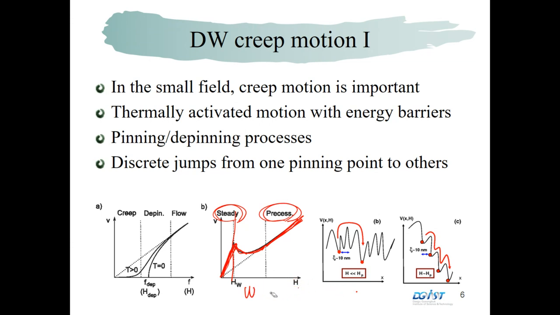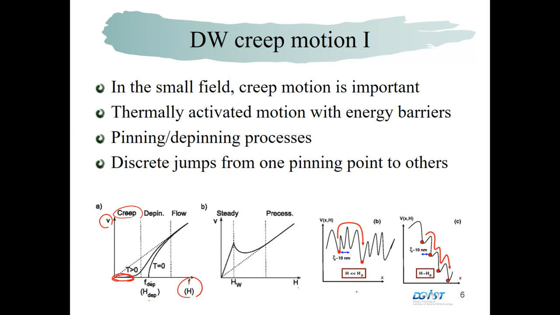But this idea is without any imperfection, without considering the pinning of the domain wall. So in reality, the domain motion velocity with the field is something like this. With a small field, the domain wall cannot move, or they are moving with very, very slow velocity. That's what we call the creep motion.